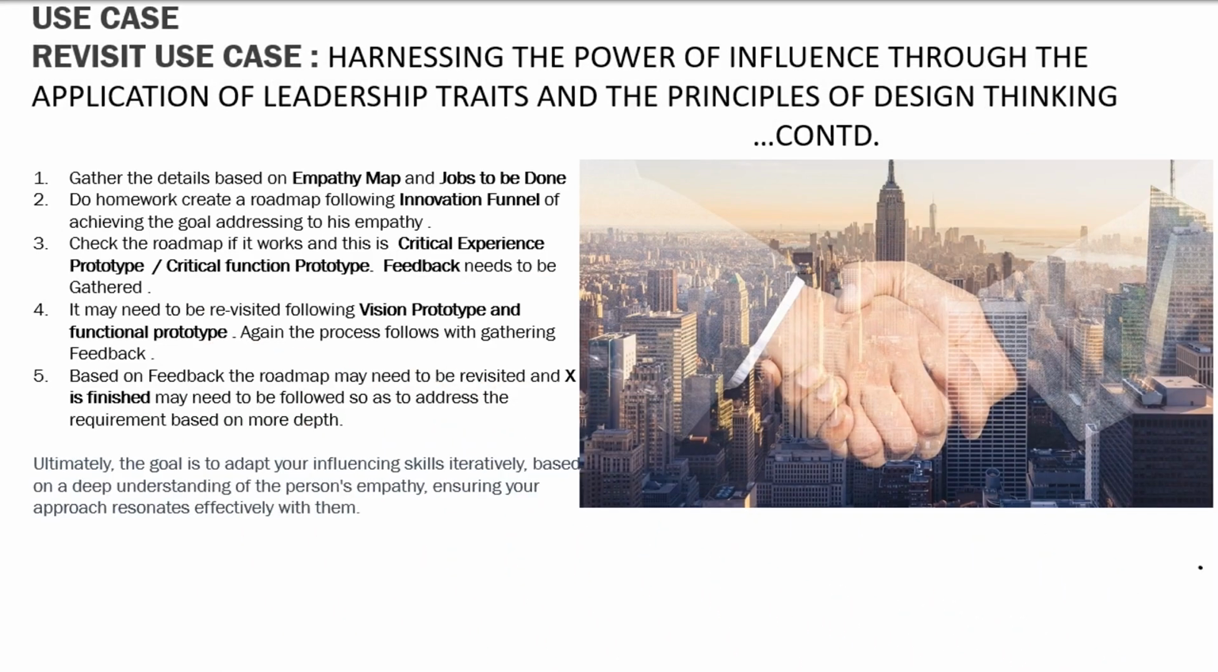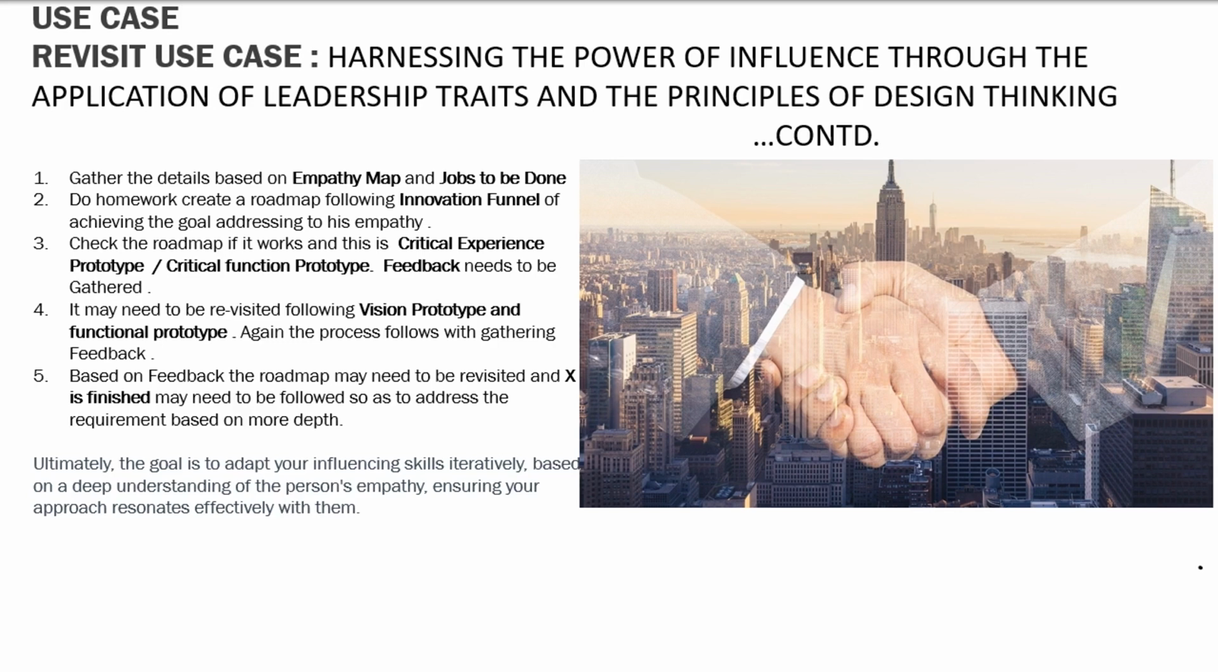Steps followed are as below. 1. Gather the details based on empathy map and jobs to be done. 2. Do homework. Create a roadmap following innovation funnel of achieving the goal addressing his empathy. 3. Check if the roadmap works, and this is critical: experience prototype, critical function prototype. Feedback needs to be gathered.